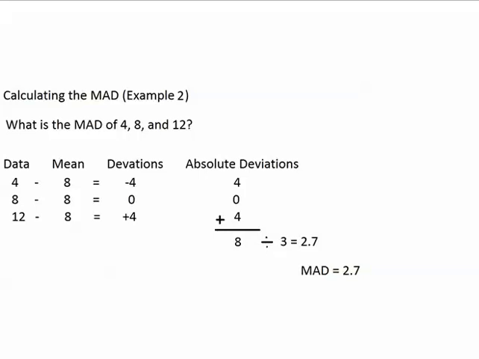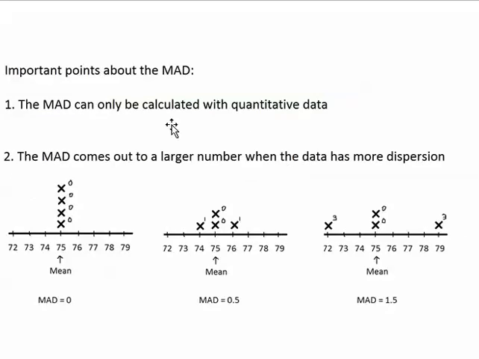Now that we've covered a couple examples of finding the MAD, let's discuss a few important points about the MAD. First, just like the mean, the MAD can only be found with quantitative data. It can be found with numbers like heights or incomes, but it can't be found with categories like hair colors or genders. Second, the MAD comes out to a larger number when the data has more dispersion. That's why the MAD is considered a measure of dispersion.